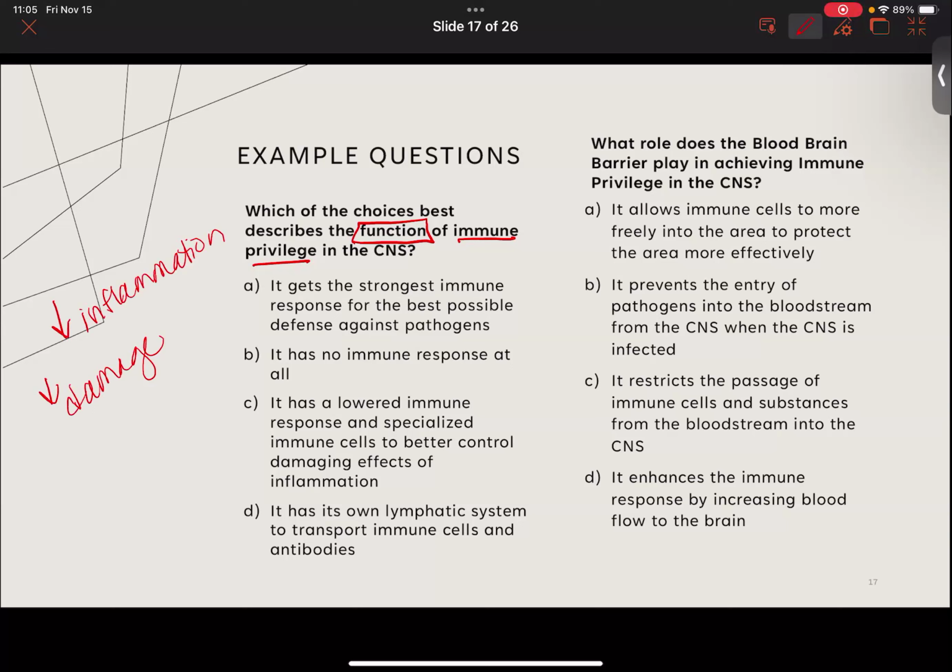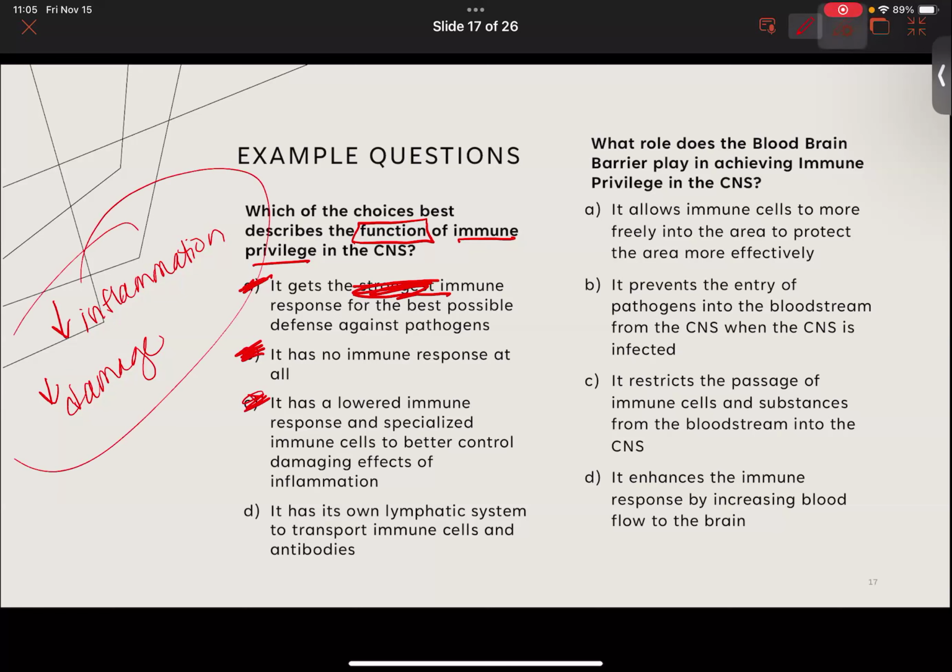So here are our choices. It gets the strongest immune response for the best possible defense. We don't want the strongest immune response. That's what causes the damage. It has no immune response at all. Absolutely not going to help you out if you do get an infection in those tissues. It has a lowered immune response and specialized immune cells to control damaging effects of inflammation. Sounds quite a lot like what we just wrote down.